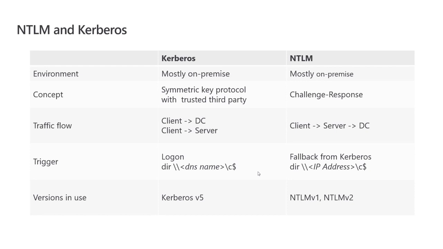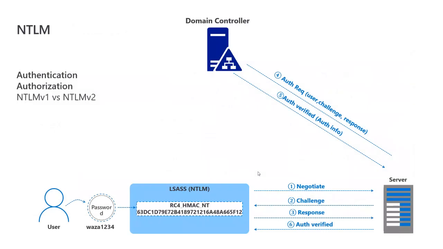to the same resource. Regarding the versions, in Kerberos, we always use Kerberos V5 as the latest, and this is the one that's used in Windows machines. And for NTLM, we'll see NTLM version 1 and NTLM version 2. And with that, we come to the NTLM flow.